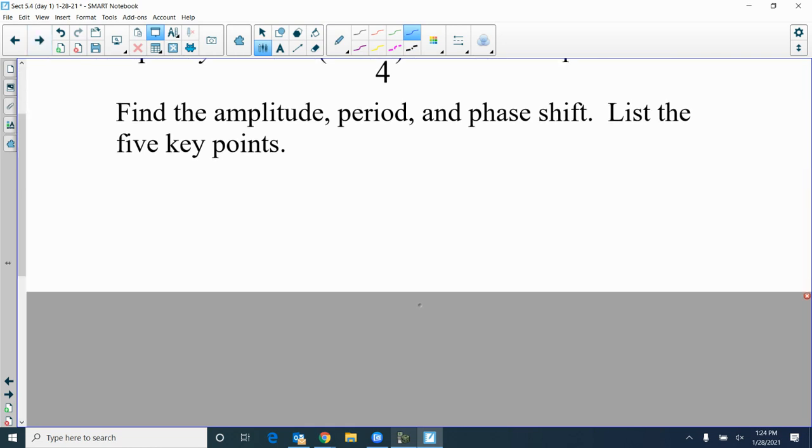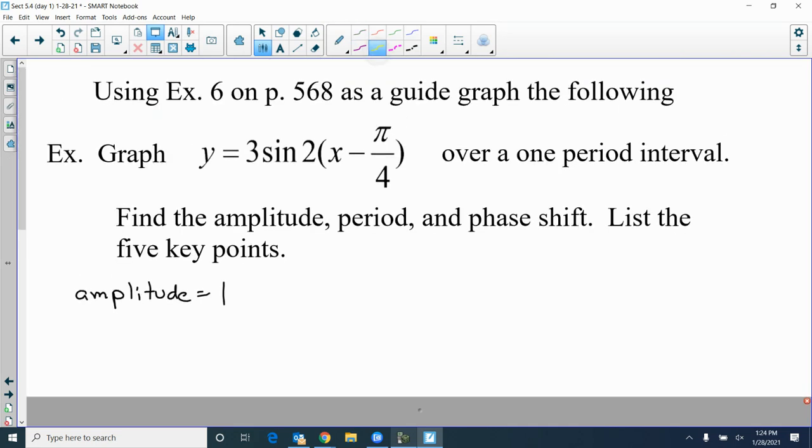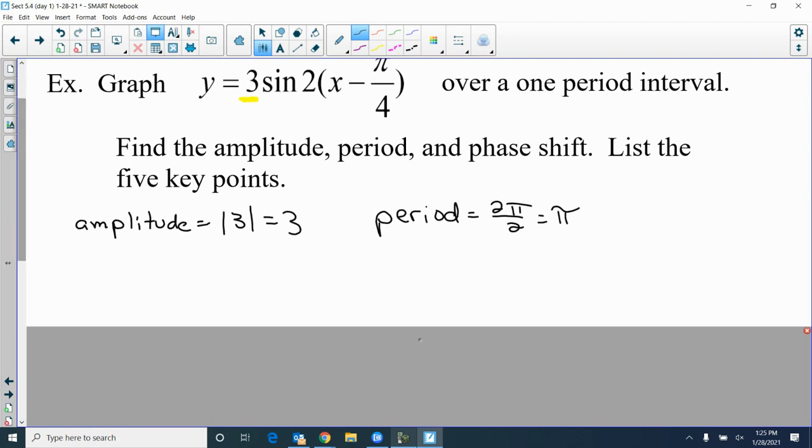Now, to find the amplitude, period, and phase shift. Our amplitude is going to be the absolute value of that number there, which is 3, so it's just 3. So it's going to go to a high of 3, a low of negative 3, in this case since there's no vertical shift. So you got the amplitude. What is the period? The period is 2 pi divided by 2, which is just pi. Okay. And what is the phase shift?